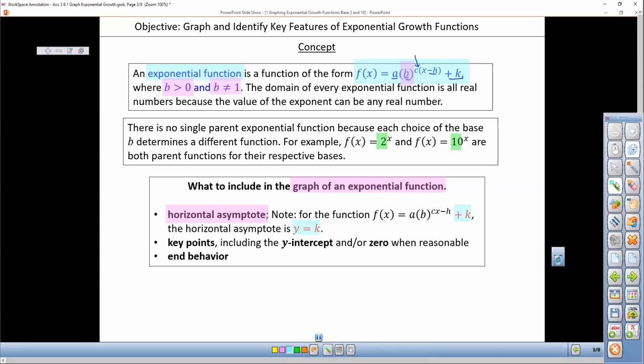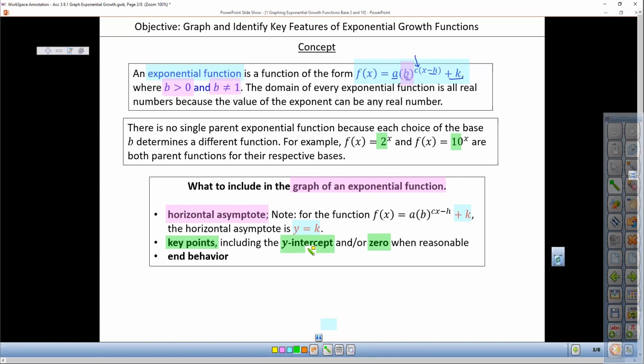We will also need to make sure that we graph as many of the key points as possible, which will include transformations of powers of the base. So if our base is a 2, then we'll be graphing key points that are all powers of 2. If our base is a 10, our key points will come from powers of 10. In addition to that, we want to make sure that we graph the y-intercept, if it'll fit on our graph, and a zero when they're reasonable.